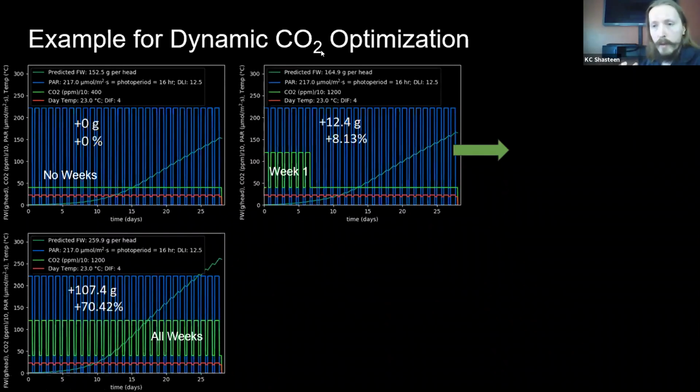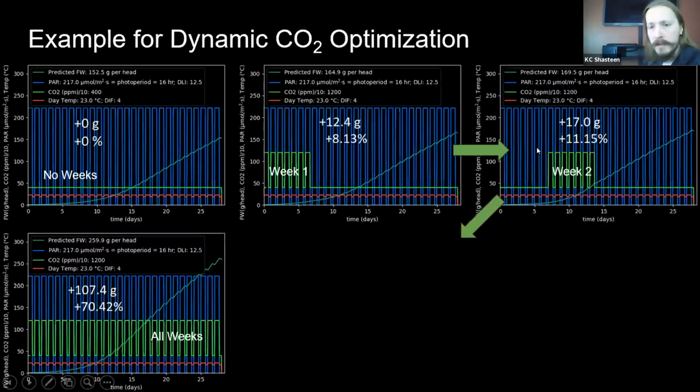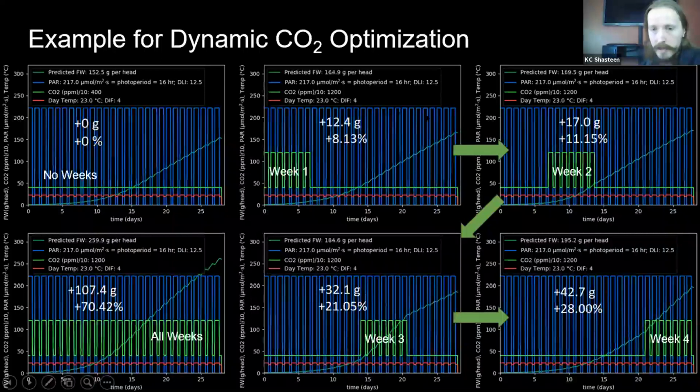Then if we consider what happened at different moments when we put in that same 1200 parts per million treatment, but only for week one, we see an 8% increase. For week two only, we see an 11% increase. For week three, a 21% increase. And then for week four, a 28% increase. So we can see that the model is able to see that there are moments or times when different environmental conditions are more optimal or more likely to produce an effect.